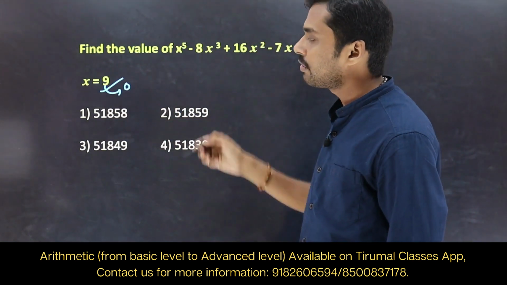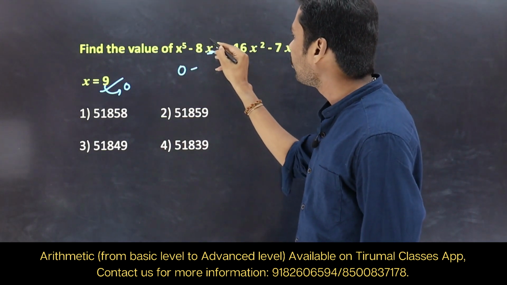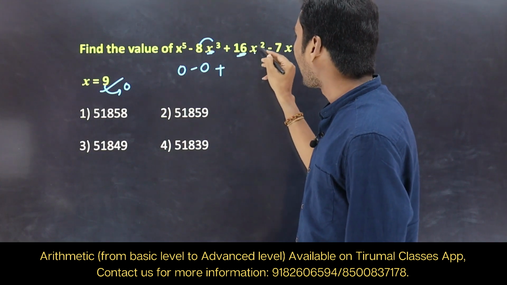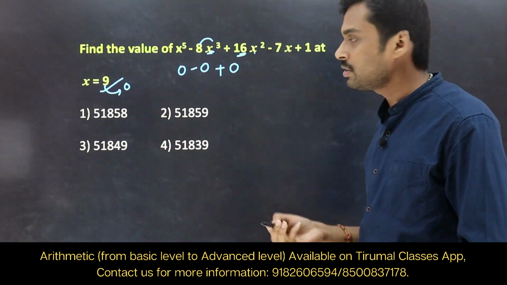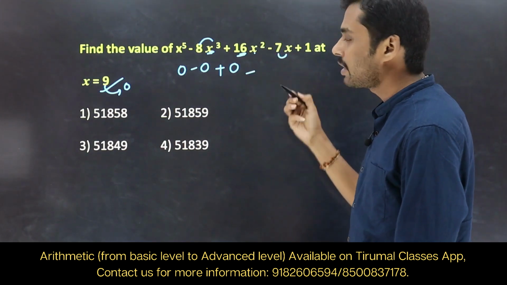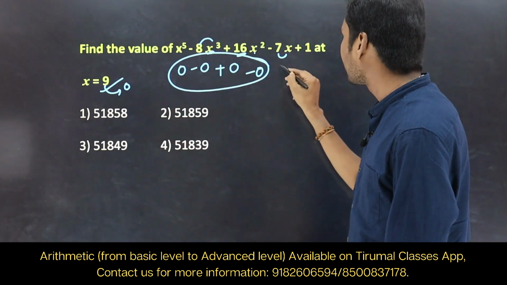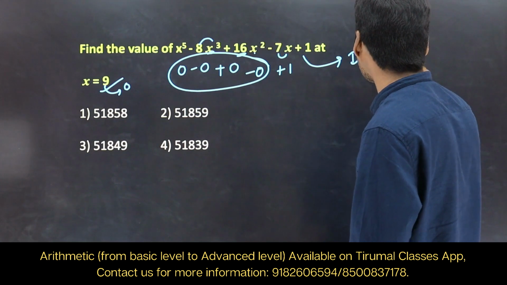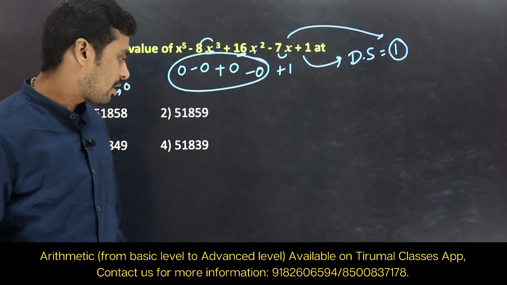So put the value of 0 instead of x. 0 power 5 means that 0. 0 into any number is equal to what? 0. Plus 16 into x square means that 0 square. 0 square means that 0 only, because 0 into any number is equal to 0. Minus 7 into x value is equal to what? 0. 0 means that 0. So this complete thing is 0 plus 1. So which means that what is this complete expression's DS? The complete expression DS value is what? 1. Right?